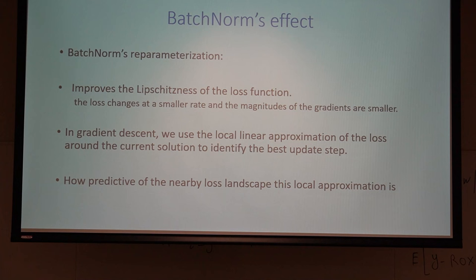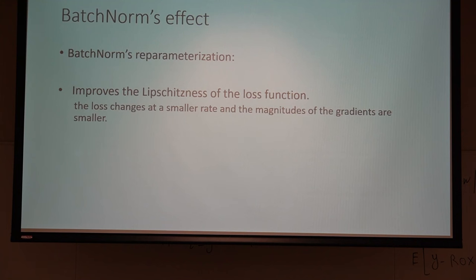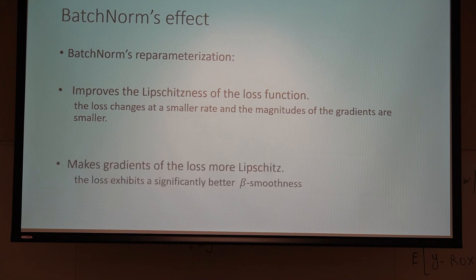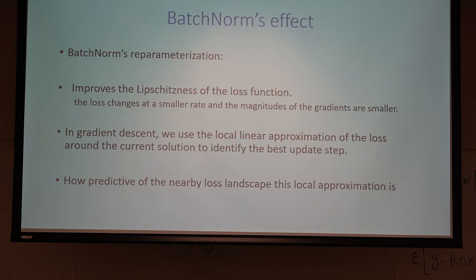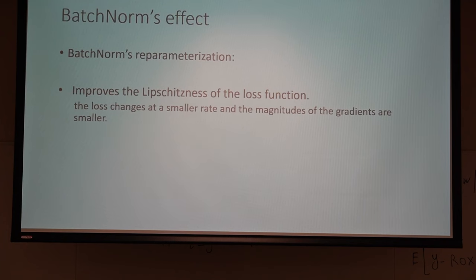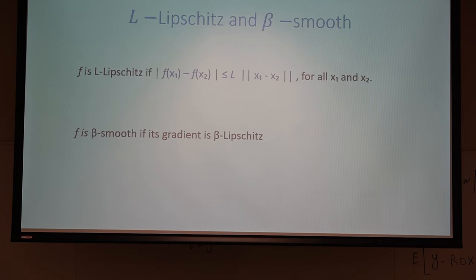In gradient descent, we use this gradient. You can assume that if the gradient is smaller, you don't have huge jumps in your loss function, and it's going to help. It also helps with something else: smoothness. I don't have the definition of smoothness here, but basically we have the concept of beta-smoothness, the same way that we have the concept of L-Lipschitzness, with the same definition applied on the gradient of f. So basically, we're talking about the second gradient.